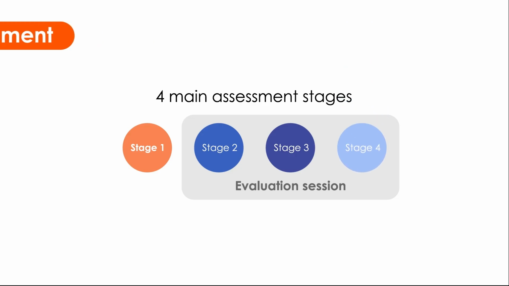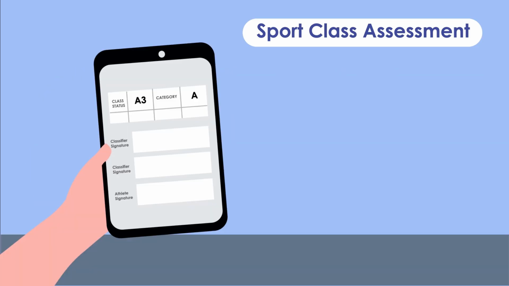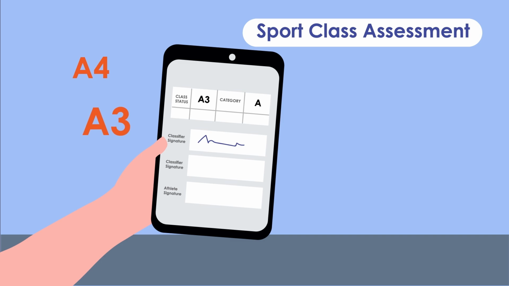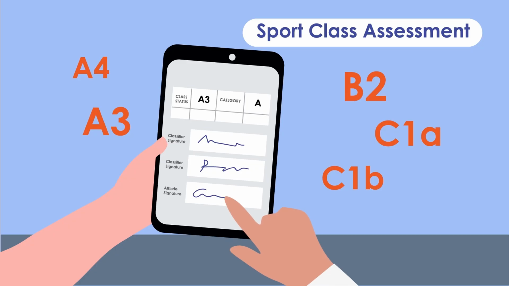Stage 4, Sport Class Assessment. If the classification panel is satisfied that the athlete's eligible impairment meets the minimum impairment criteria, they will proceed to the sport class assessment. This will result in an athlete being given a provisional sport class. A class and category, A4, A3, B2, C1A or C1B. With this, athletes can compete. If an athlete does not receive a provisional sport class, this means they have not met the minimum impairment criteria and will be non-eligible for wheelchair fencing.